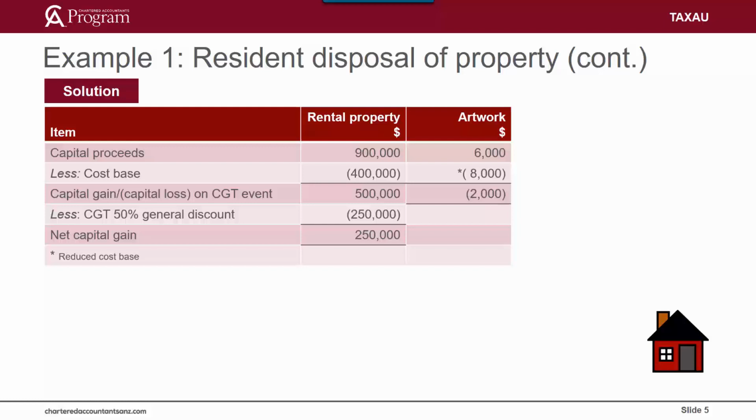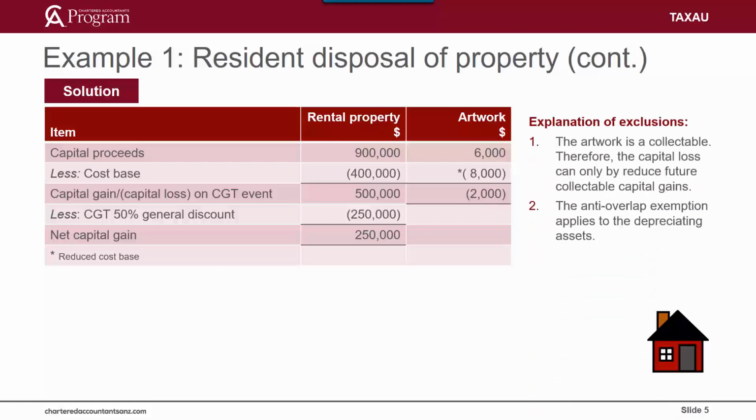However, as John is an individual taxpayer and has held the rental property for more than 12 months, the capital gain on the disposal is a discount capital gain. This means that John is entitled to apply the CGT 50% general discount. Therefore, John has a net capital gain of $250,000. In an exam, don't forget to answer each part of the required task. In this example, you were also asked to provide an explanation of the exclusions.